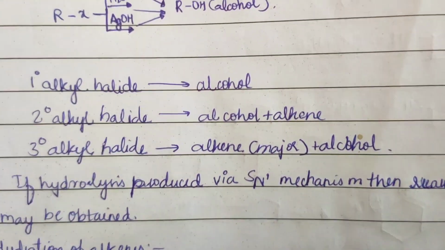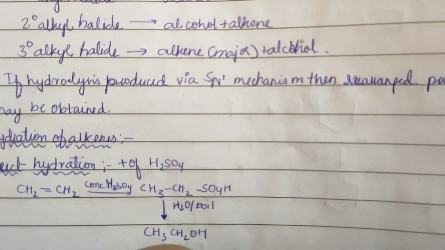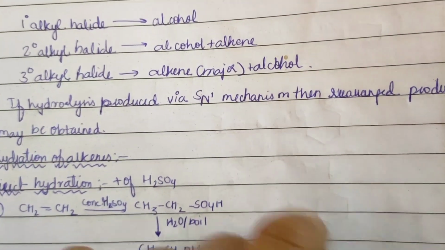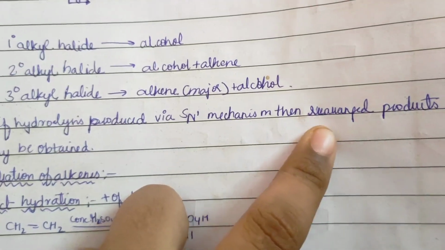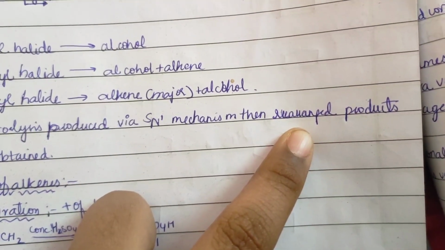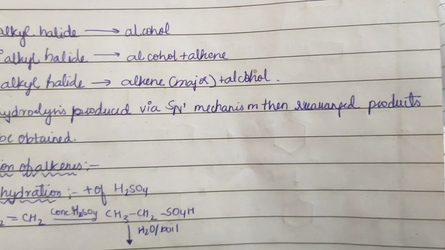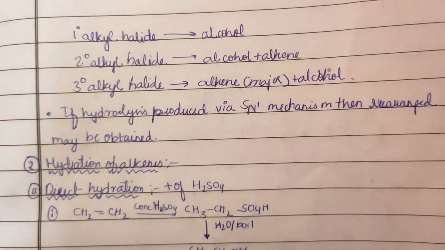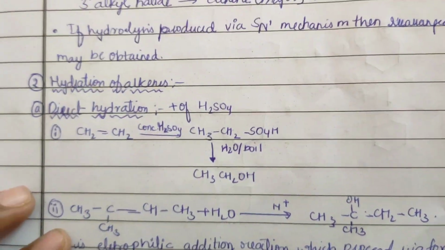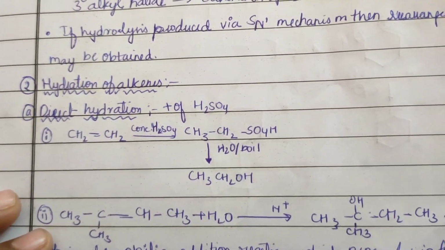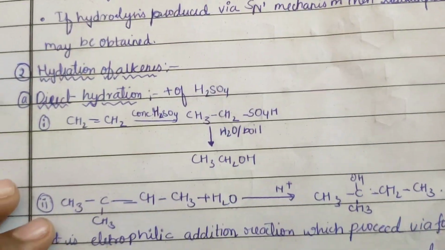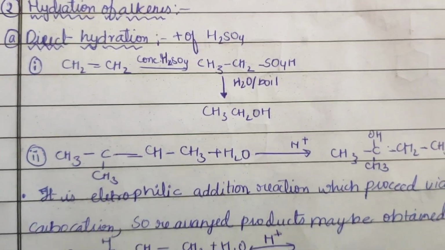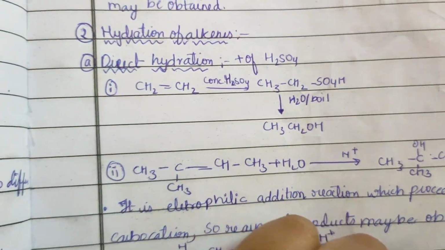If hydrolysis proceeds via SN1 mechanism, then rearranged products may be obtained. Here the second method of alcohol formation is hydration of alkenes. First is direct hydration, that is addition of H2SO4.